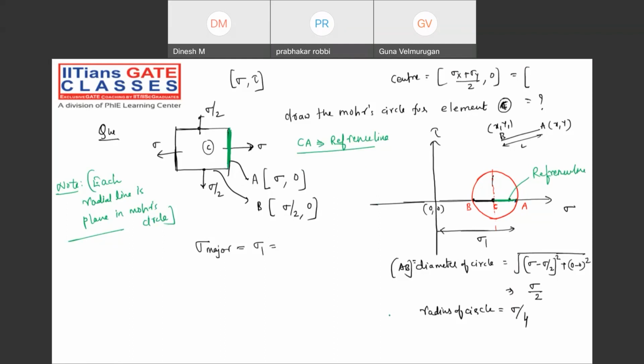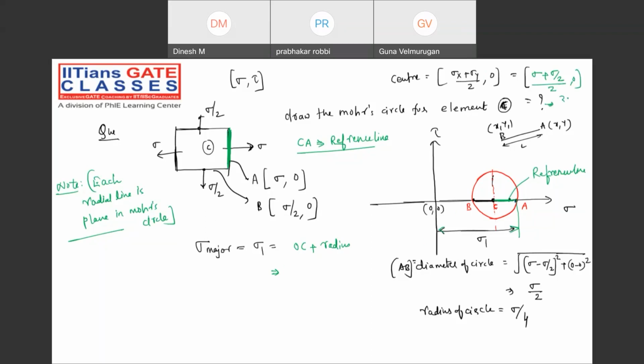All the angles will be measured with respect to C only. Right? Now, what is the major stress, my dear friend? If I ask you what is the major principal stress, what will you answer? From here to here. That means OC plus radius. Yes or no, guys? OC plus radius of the circle. Sir, what is the OC? Sigma x plus sigma y by 2. Yes. Sigma plus sigma by 2, comma 0.